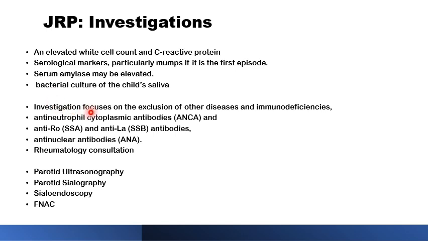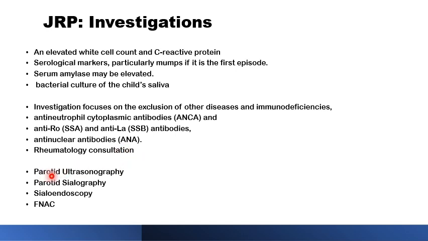Other forms of investigation are mainly focused on the exclusion of other conditions to establish the disease. Most of the other conditions of the differential diagnosis are related to immunodeficiencies. So things like anti-neutrophil cytoplasmic antibodies, ANCA, and the anti-Ro and anti-La antibodies are also measured to exclude Sjogren's disease, along with anti-nuclear antibodies, and often a rheumatology consultation.